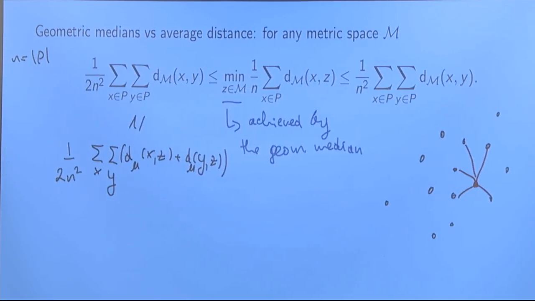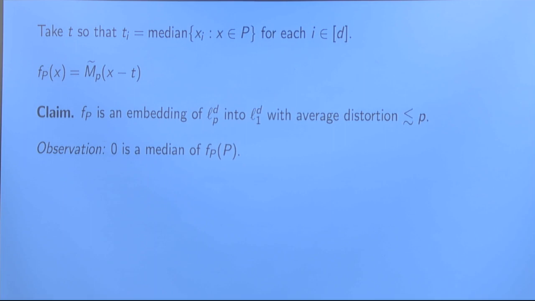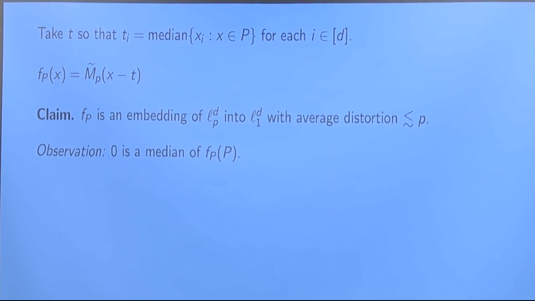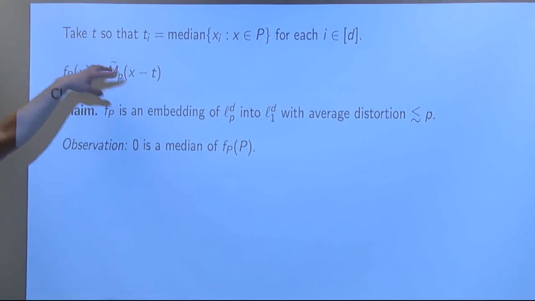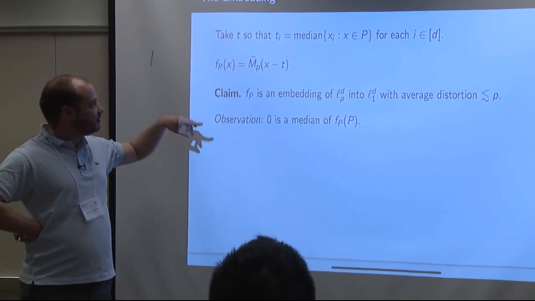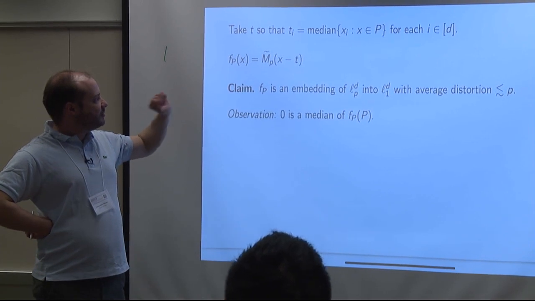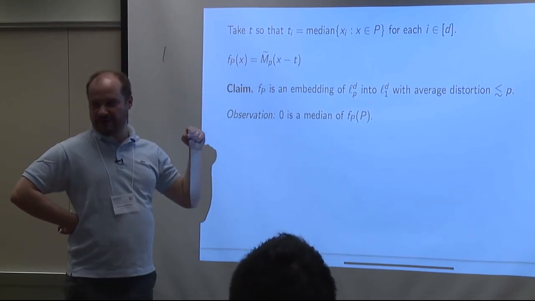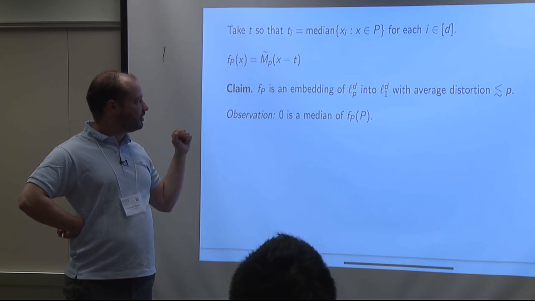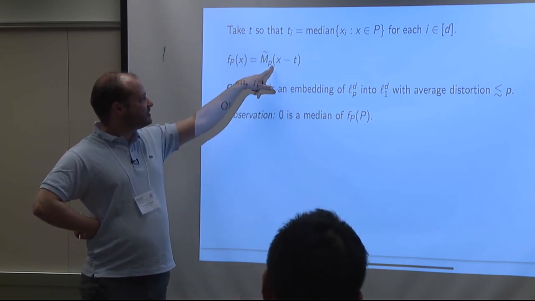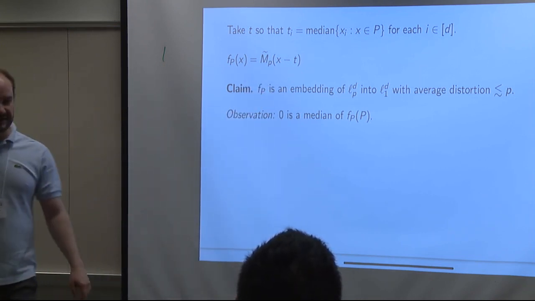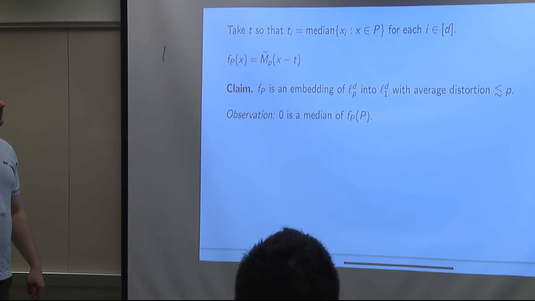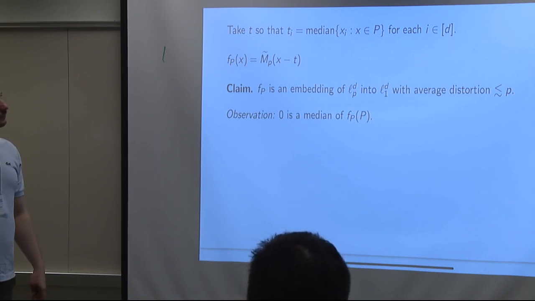So now we have what we need for the embedding. Here is the average distortion embedding of LP into L1. I can put things together now. I take a point T that I'll choose in some way. Let me ignore how I choose it for a second. And now the embedding is just this rescaled Mazur map that we just talked about, applied to the points X, but shifted by T, to X minus T. So that's the embedding.